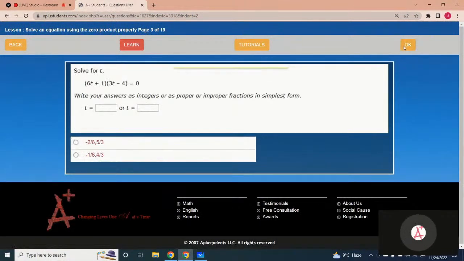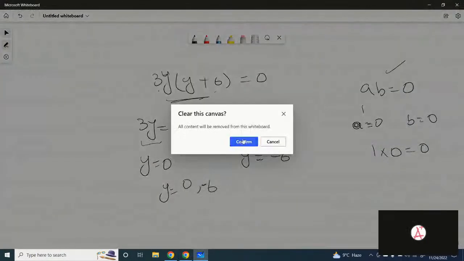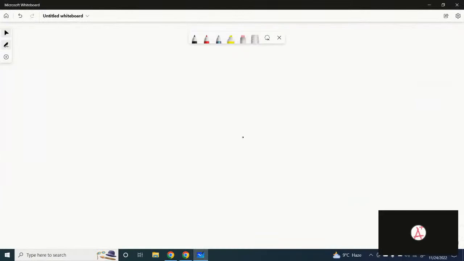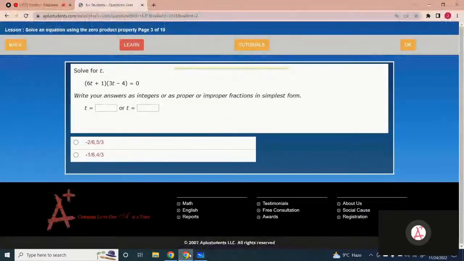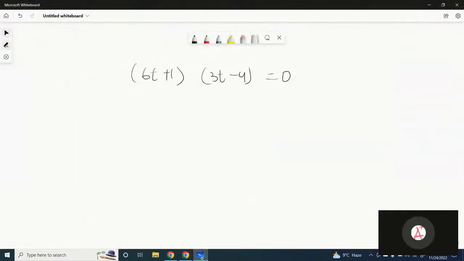Okay, the next one is (6t plus 1) times (3t minus 4) equals 0. So basically this is the zero product property. That means either of the terms is 0. Either this one is 0 or this one is 0, that's why their product is 0. So just equate both of them with 0 and find the value of the variable. Got it?